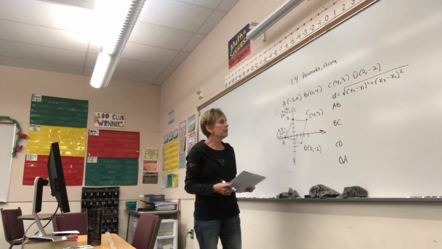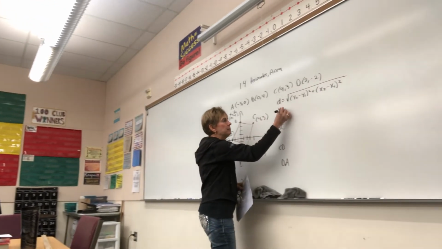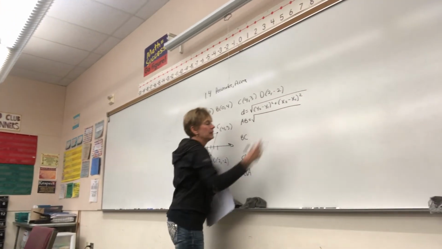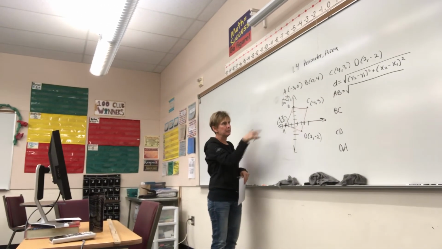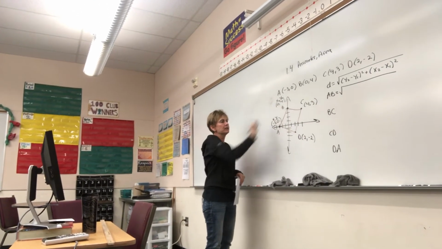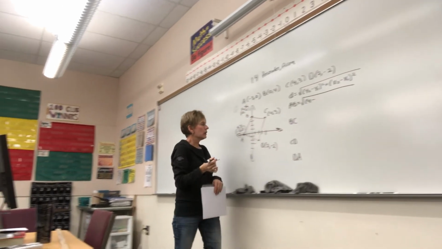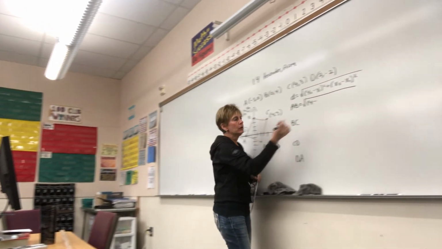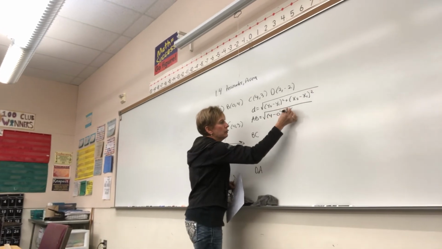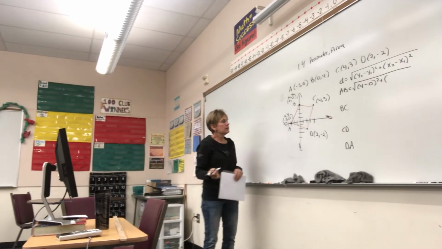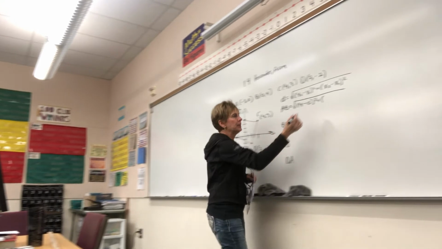All right, so if we're finding the distance from A to B, I want to look at how I've labeled points A and B. So my y2 is 4, so that's going to come first. So we're going to take 4 minus 0 squared plus 0 minus negative 3 squared.